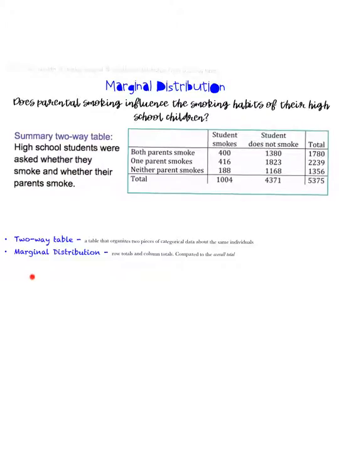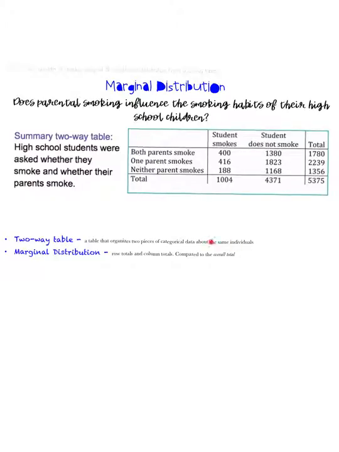Marginal distribution is when we're talking about row and column totals. So these are my rows and these are my columns. I have my totals, but we're going to compare them to the overall total in order to have a marginal distribution, so we're going to come up with a percent. Essentially, I'm going to come up with what percent of students smoke, what percent don't smoke, what percent have both parents that smoke, what percent have one that smokes, and neither. So we're going to go through the process of finding those percentages.